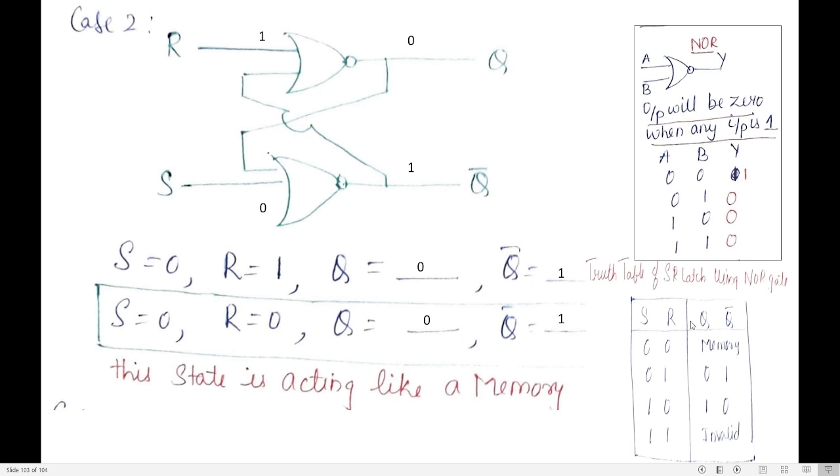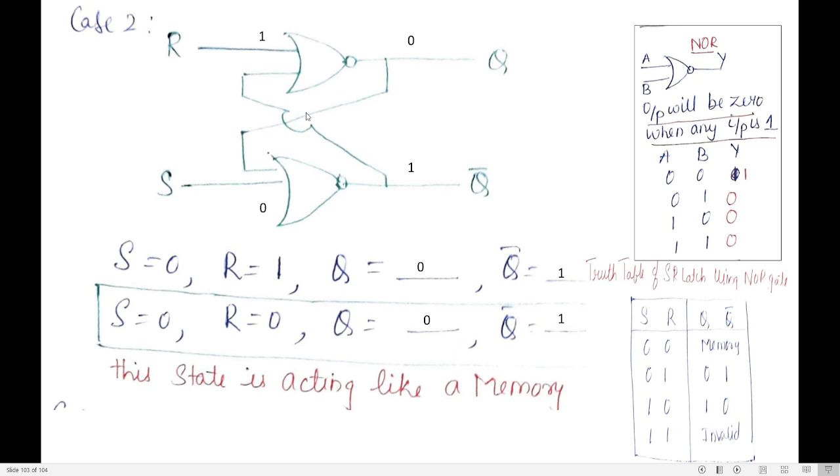Now we will see the third case. What is the third case? S is 0, R is 1. I made S as 0. I made R as 1. I know when any of the input is 1, the output will be 0. So any one of the inputs is 1. Can you see R is 1? So by default output will become 0. So Q is 0. Fill that Q as 0.